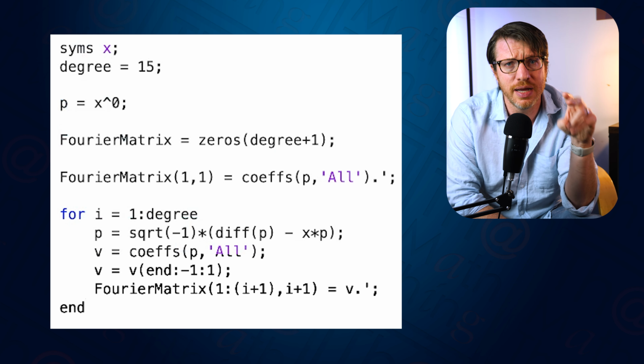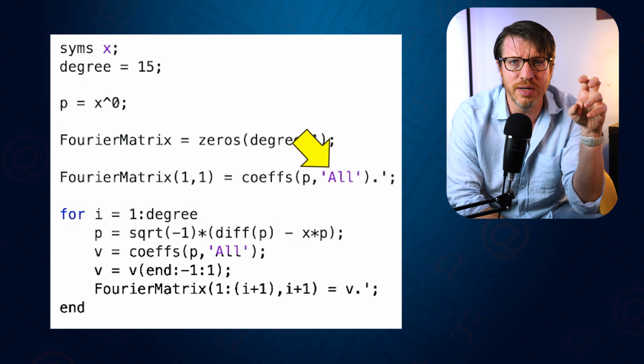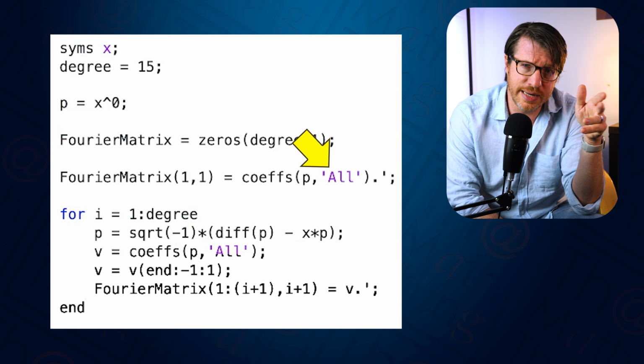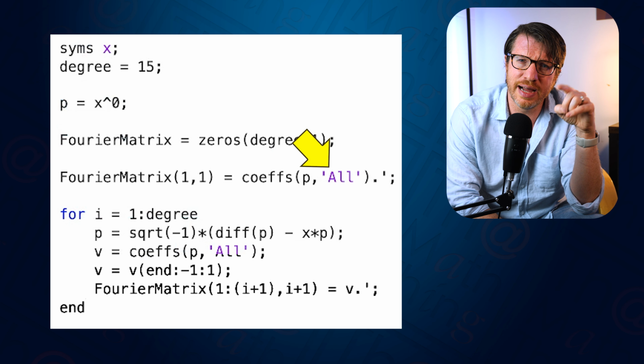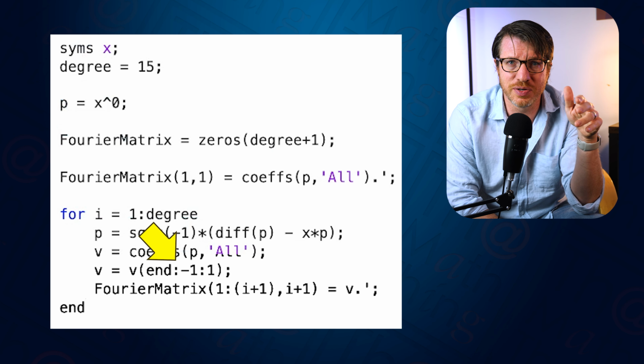Two things to note about it though. It puts the leading coefficients first, and second, if you don't include the "all", it will not give you the zero coefficients too. That's why you see "all" in here, and also that is why I have the code here that is reversing the order of the vectors it spits out.